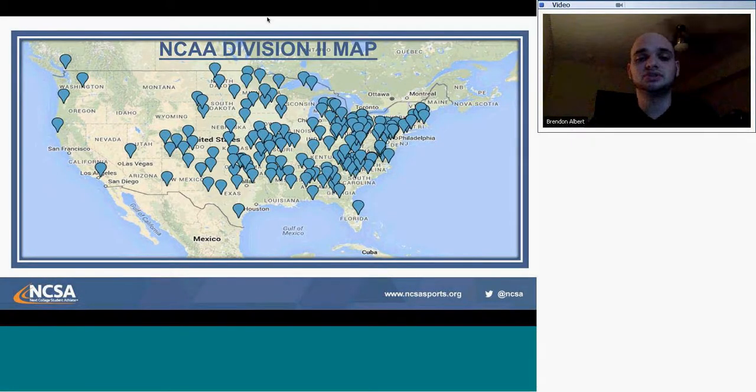Here's the map for our Division II schools, pretty evenly spread out, unless you're someone in Louisiana, which has no Division II schools. Florida has only 2 Division II schools in state. California has only 2 Division II schools in state. In fact, guys, look here on the West Coast, west of Colorado. There are very few Division II opportunities for you.